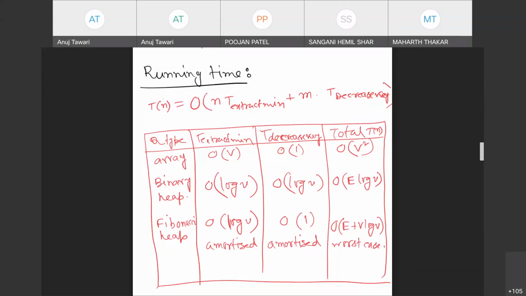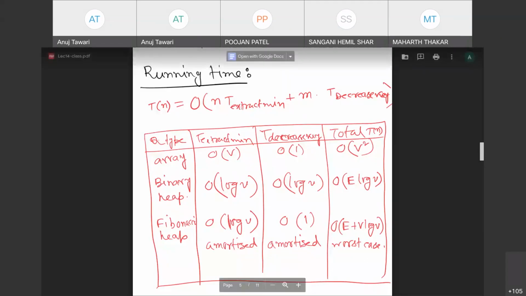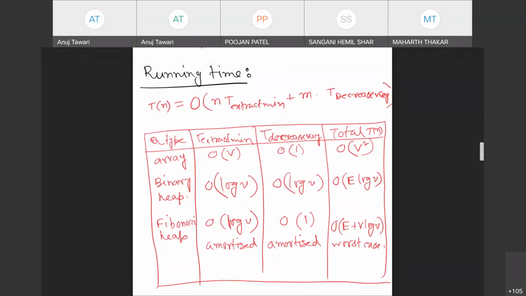Another option is you use a binary heap. All of you know what a binary heap is, and in that case, both extract min and decrease key take just log V time. Look at your data structure notes to see how this works. So what's the total running time here? This is V log V, this is E log V, and the number of edges usually dominates the number of vertices, so the total running time will be E log V.